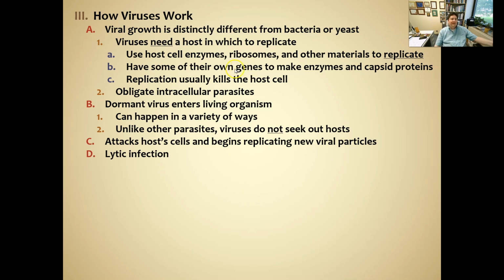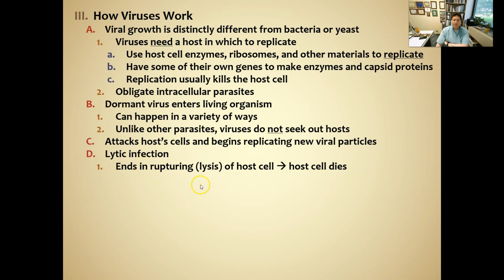Now, there's two basic ways a virus can do this. First, we have what's called lytic infection. Now, we call it lytic infection because at the end of this process, the host cell will rupture, will burst. A fancy name for rupturing or bursting is lysis. To lyse, L-Y-S-E, is to rupture or burst. So it ends in the rupturing of the host cell, causing host cell death.